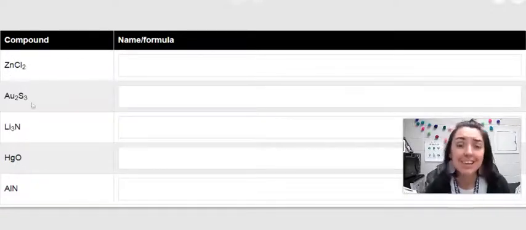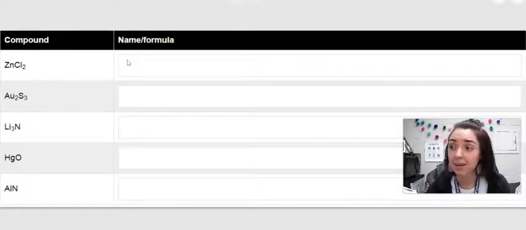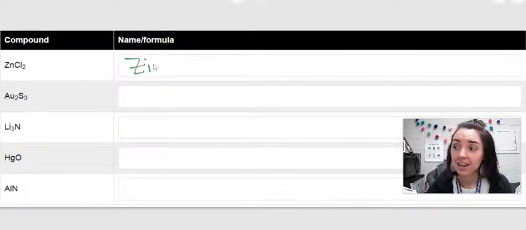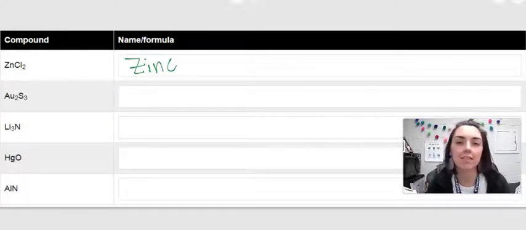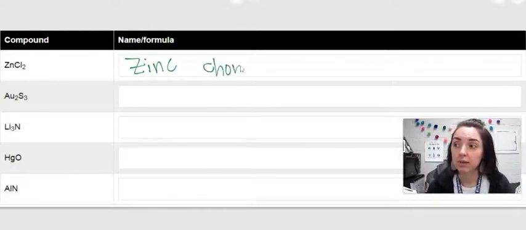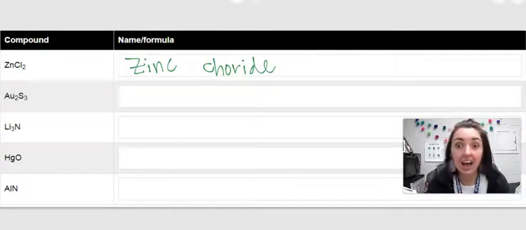So this first one, zinc chloride. The Zn, I looked up on the periodic table, and I find that that is zinc. And the first element, the cation, the positive one, the metal, stays the same. We don't have to do anything to it. It just stays zinc. Now the second one, chlorine, I'm going to drop the end and change it to IDE. So chlorine becomes chloride.